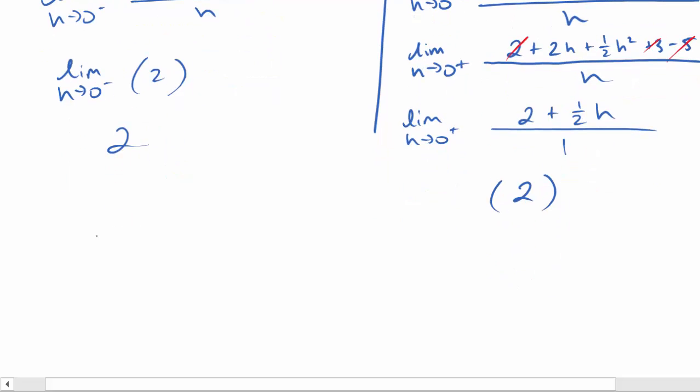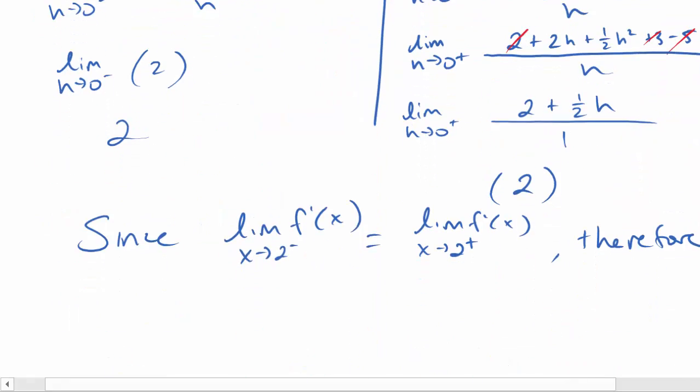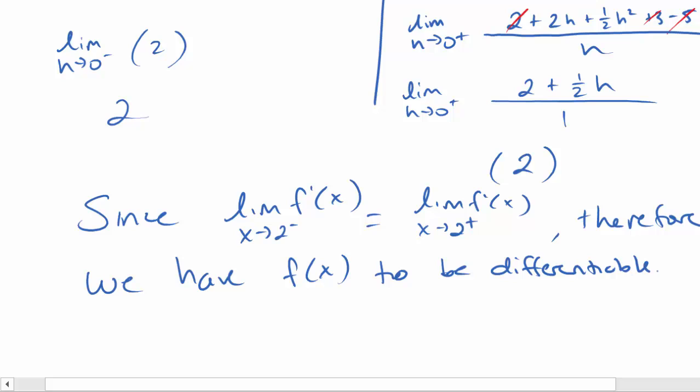Let's complete our idea. Since the limit of f prime of x as x approaches 2 from the left is equal to the limit of f prime of x as x approaches 2 from the right, therefore we have f of x to be differentiable at x equals 2.